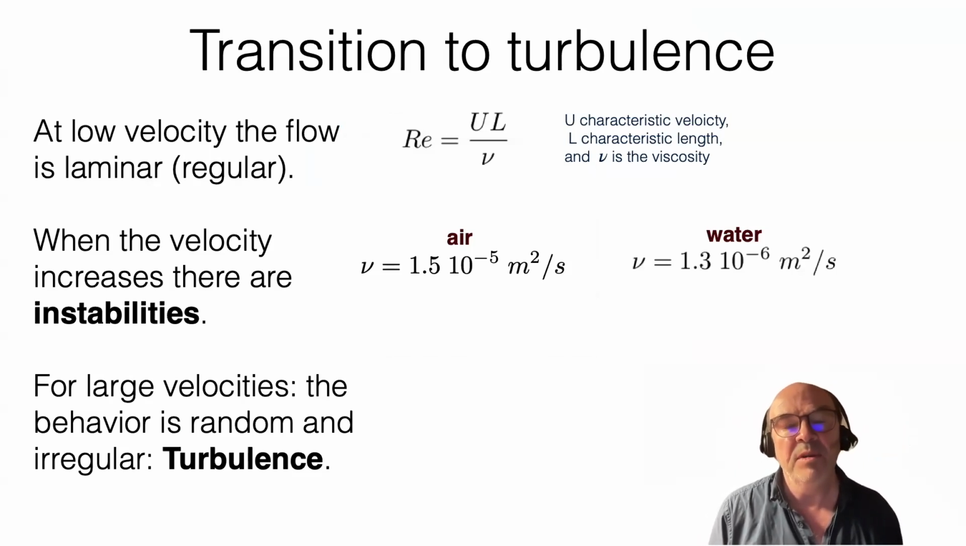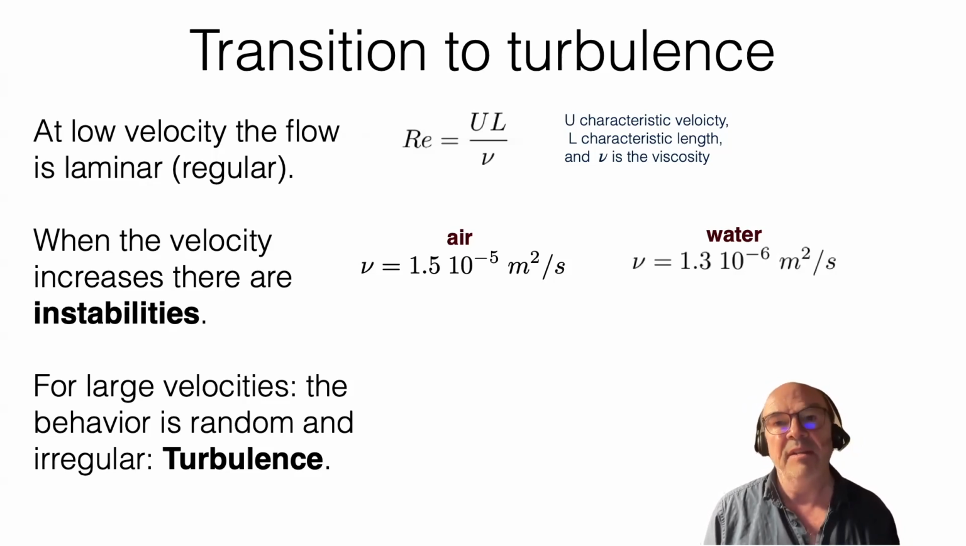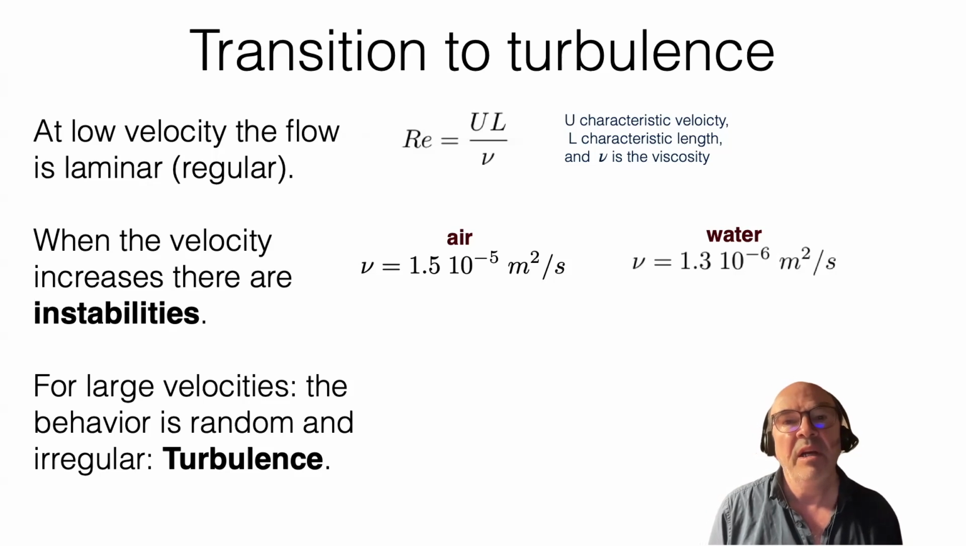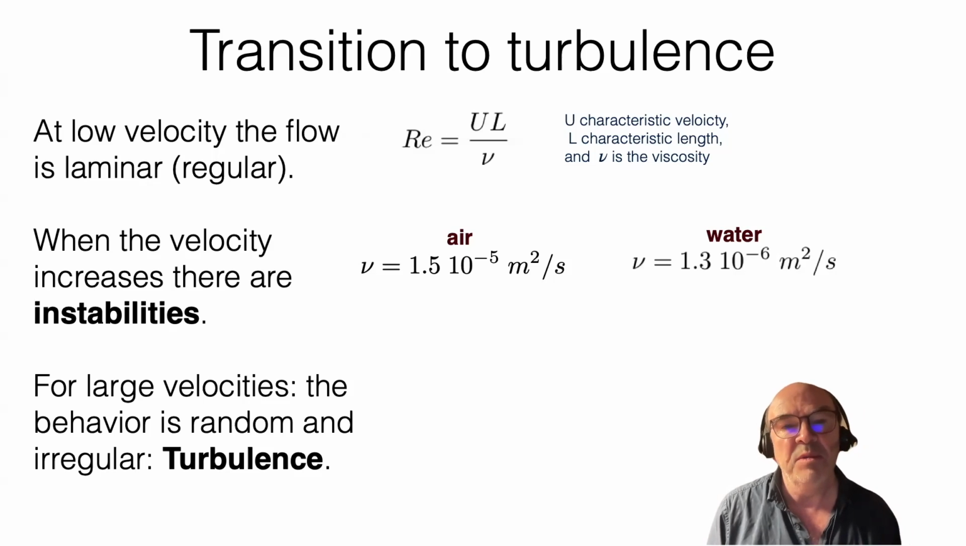The Reynolds number is a number without dimension, and it's obtained by computing U times L divided by nu. U is a characteristic velocity of the system, L is a characteristic length scale of the system, and nu is the viscosity. Its unit is square meter per second, and you can see here the typical values of viscosity in air or in water.